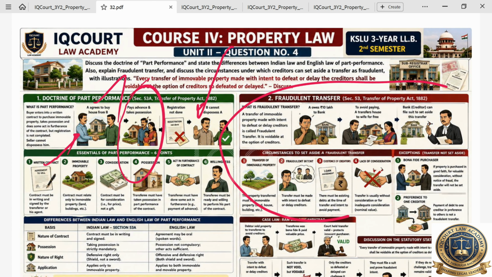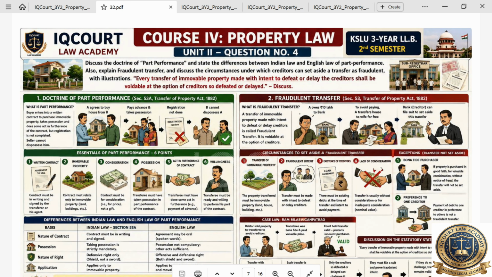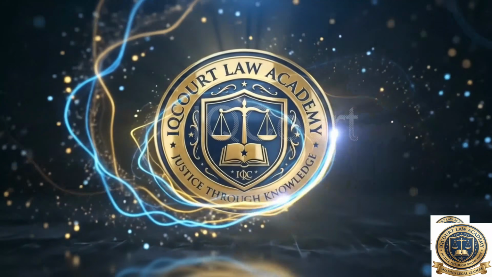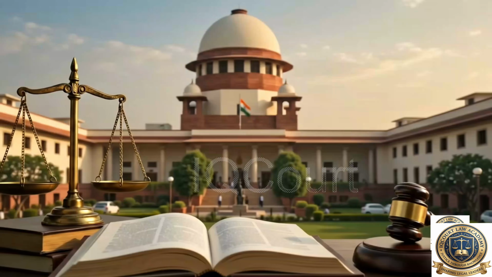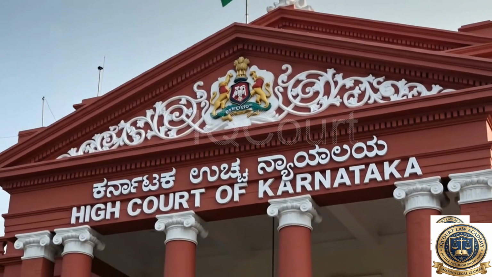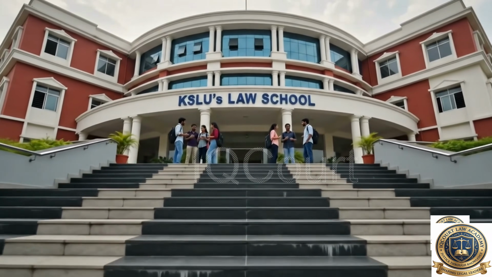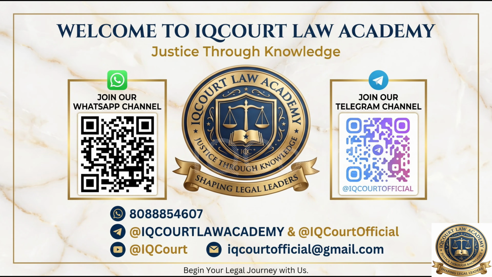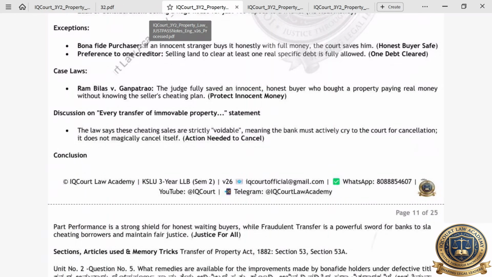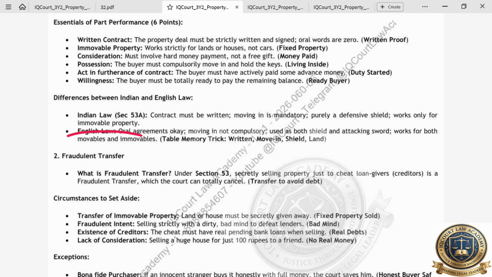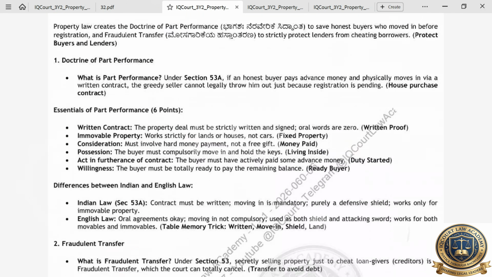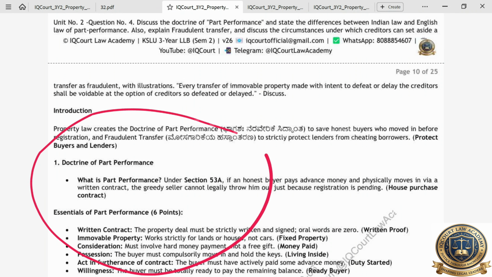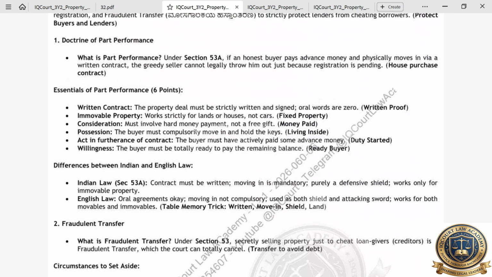Okay. Fraudulent transfer, section 53. Very, very important. I'm telling you, this is very, very important, 200-300% important. Part performance and fraudulent transfer are both very, very important. This is a 95% important question. Section 53 is also very important, and part performance too.